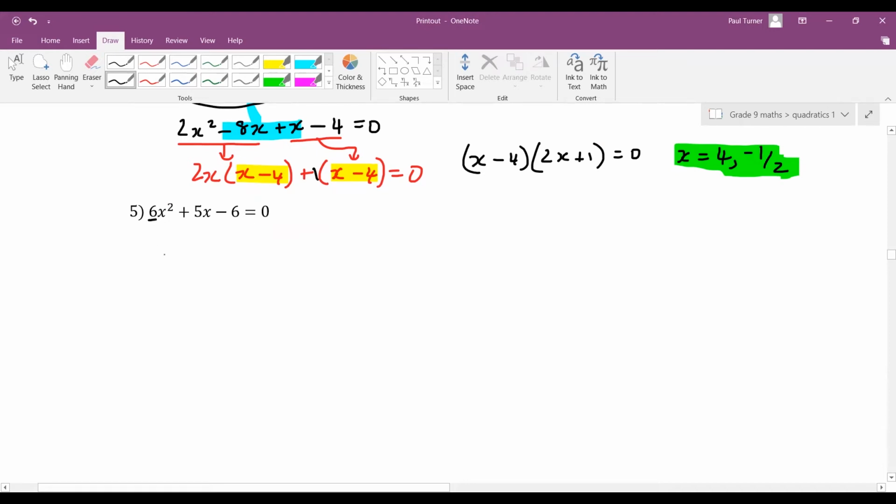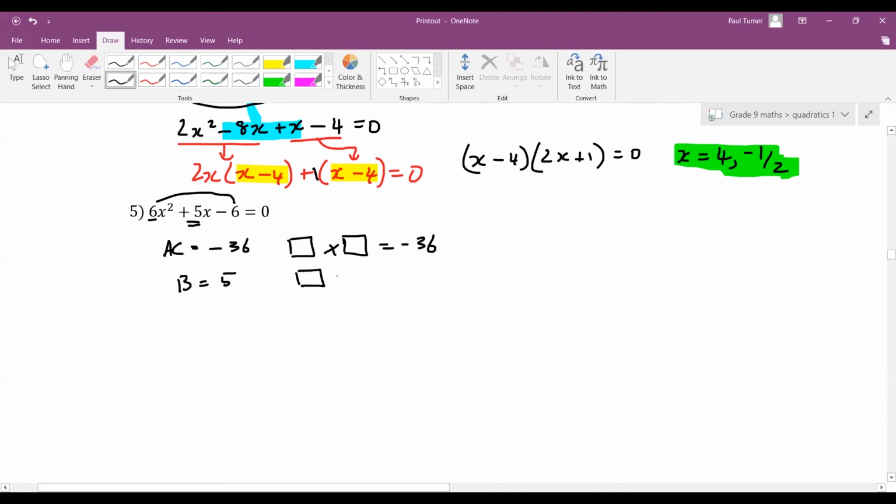So, okay, this one again looks like AC method because you've got 6 here and not 1. Okay, so let's do AC. So 6 times minus 6, minus 36. So the numbers you're looking for multiply to be minus 36, and the B value in the middle is 5.